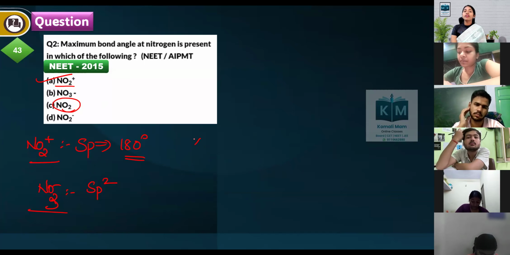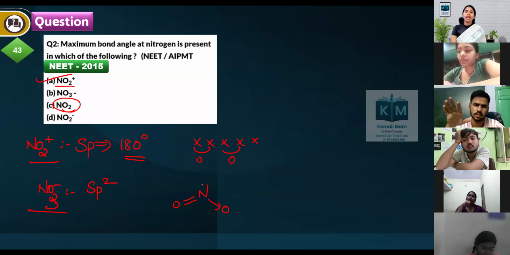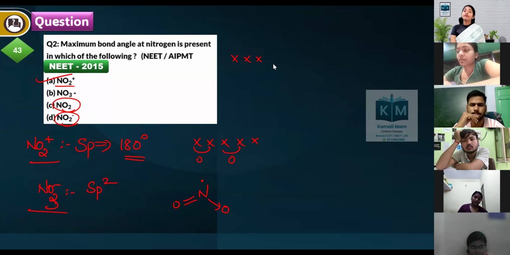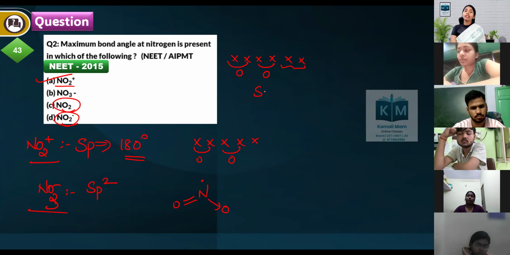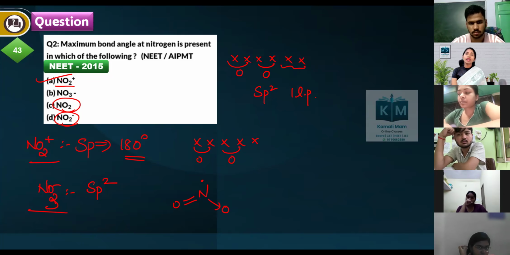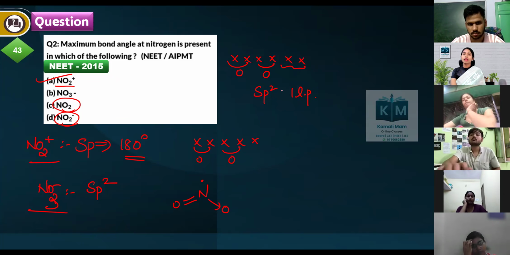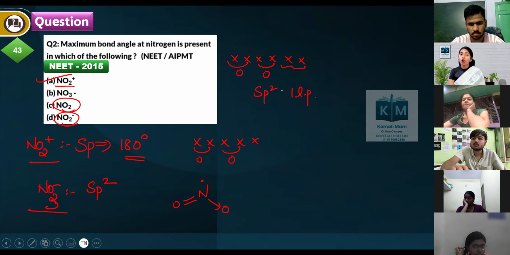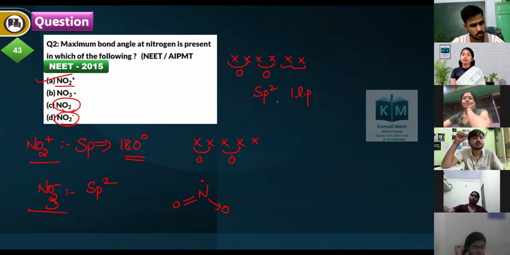NO2 is 5 electrons in the valence shell, 2 oxygens and 1 electron is left. V shape, bent shape it will be having actually. NO2, single electron, it will be having bent shape. So NO2 minus, if you calculate, 1, 2, 3, 4, 5, 6. Then steric number sp2 with 1 lone pair. So the bond angle will be less than 120 degree. Now more bond angle is the one with sp hybridization, and bond angle is 180. Option 1 is the correct answer.